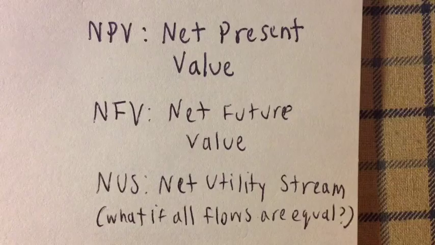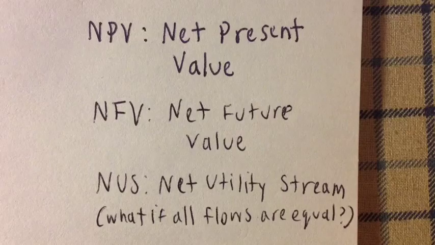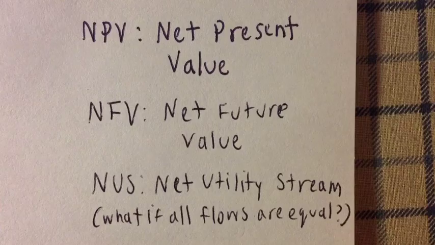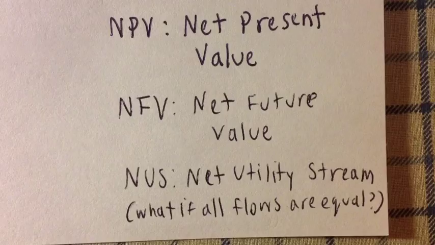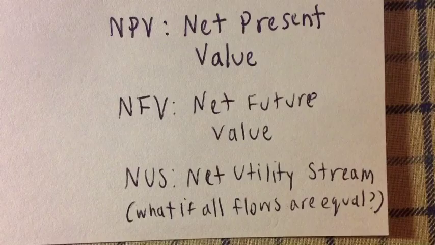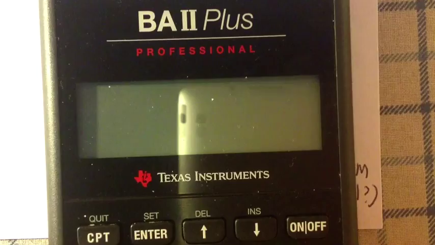Today we're going to go over how to calculate net present value, net future value, and net utility stream. The net utility stream answers the question, what if each cash flow was equal? There are advanced financial calculators that will calculate net future value and net utility stream. For example, the BA2 Plus Professional from Texas Instruments has a calculation for net future value.